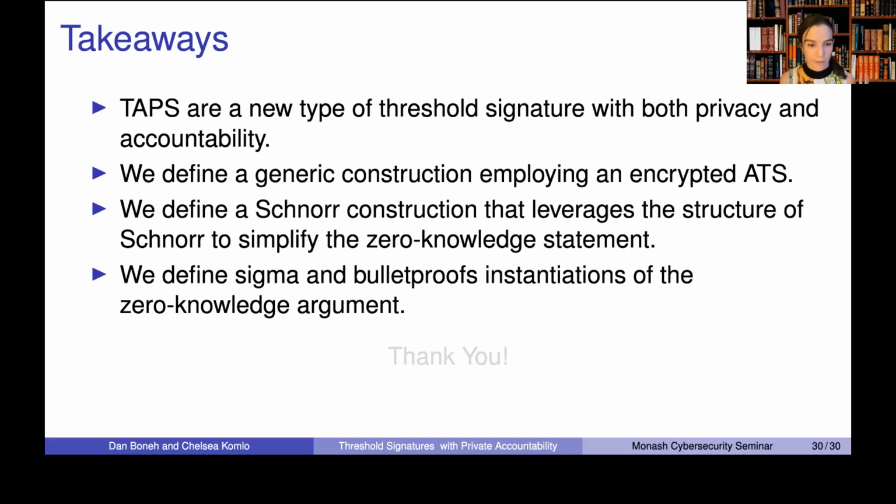Sigma protocols are better for low T and N, and Bulletproofs are better for large T and N. And that's everything we do in this work. So yeah, we can go through questions now.